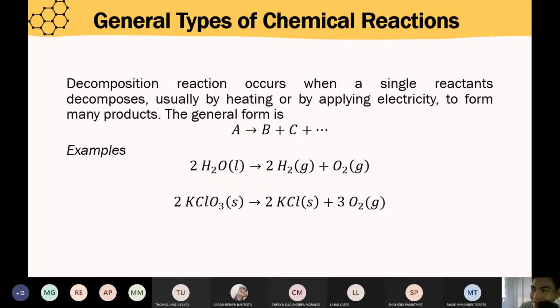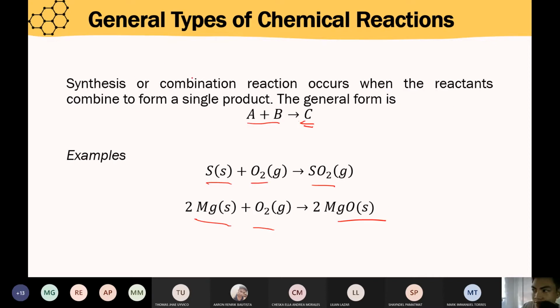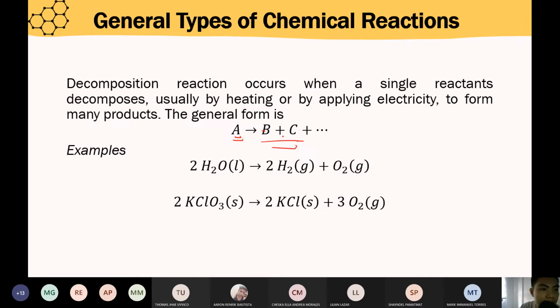Okay. So the next type of high school chemical reaction is decomposition. What is in decomposition? You just have one reactant but you have multiple products. So that is the complete contrast of the synthesis. In the synthesis, you have multiple reactants, one product. In decomposition, you just have one reactant, multiple products. So, when do decomposition reactions occur? Usually, decomposition reactions occur when you heat your molecules or you apply electricity to it.